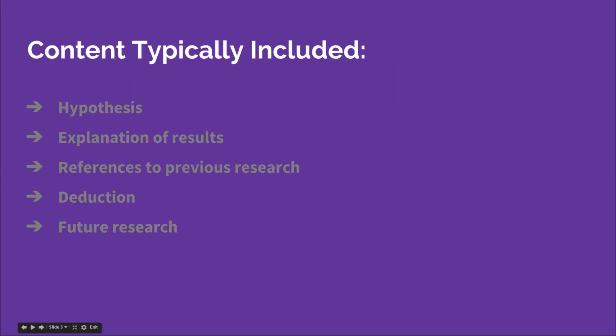Content typically included in the discussion section are your hypothesis of expected findings, an explanation of results, references to previous research which is directly related to your topic of study, a deduction of your results, and recommended further research needed to answer related questions to your topic of study.